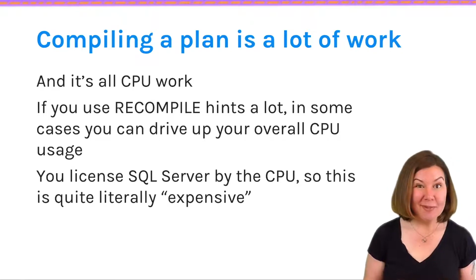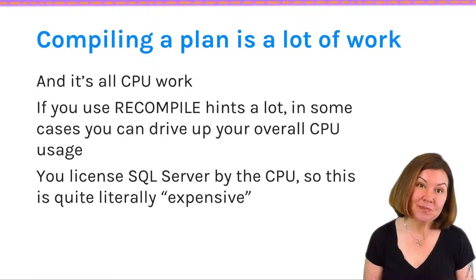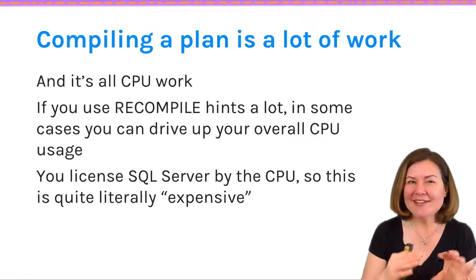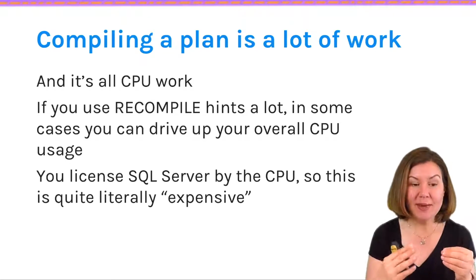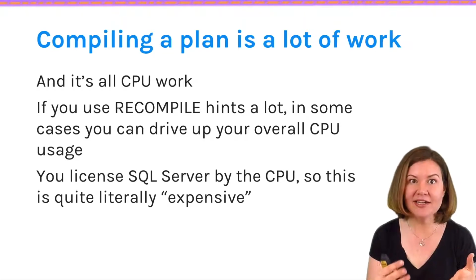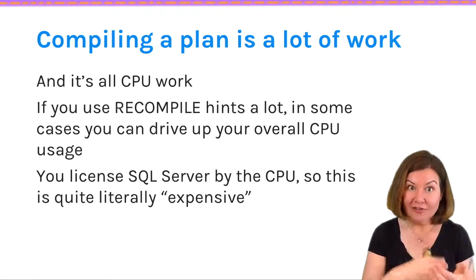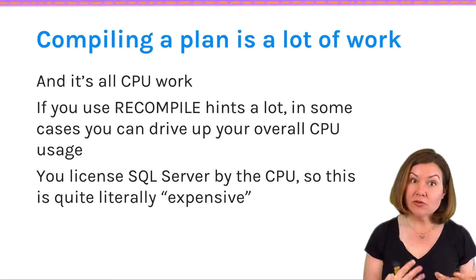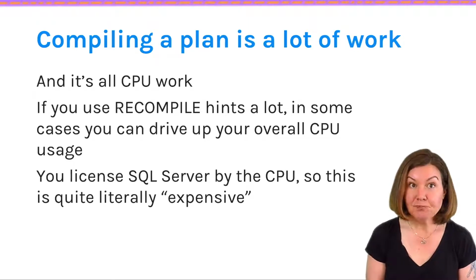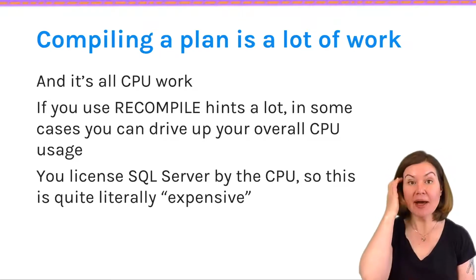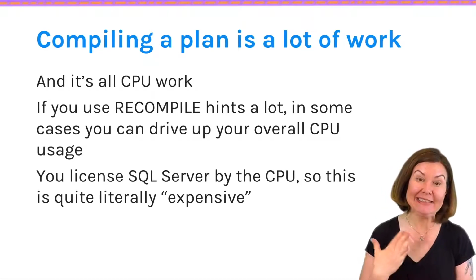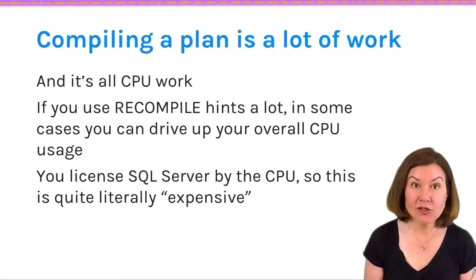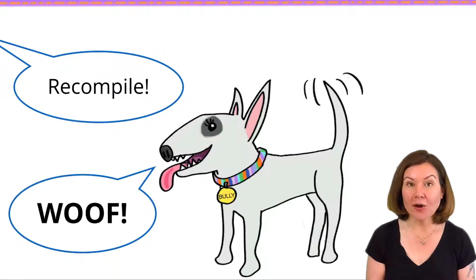So if you use recompile hints in a lot of your code, there are times where you'll see CPU usage rising, and it's kind of a gradual creep depending on how frequently the queries that you've run execute. How often is it actually compiling a new plan for them? But you can really drive up CPU usage if you do this a lot over time. We pay for SQL Server licensing by the core, so it is literally expensive to drive up that CPU usage, and it can cost you real licensing dollars in the long run.